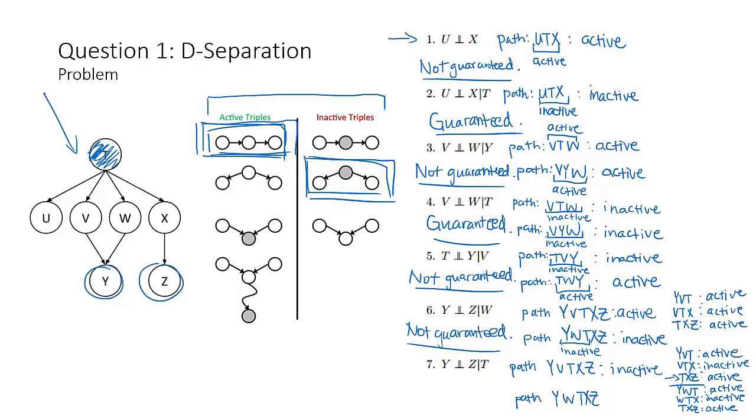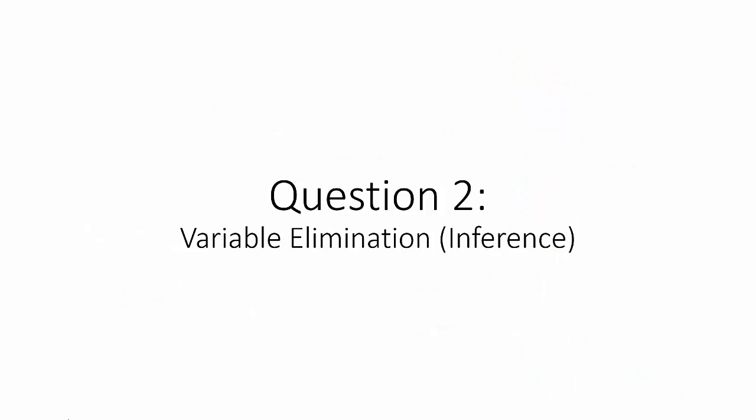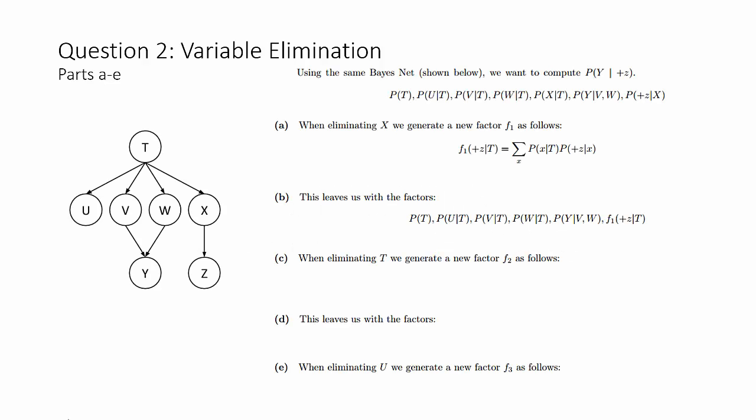Because we have found at least one inactive triple along this path, it is inactive, and because all paths connecting Y and Z are inactive, it's guaranteed to be the case that Y and Z are conditionally independent given T. And that's it for d-separation. Next, let's look into performing inference queries on a Bayes net.